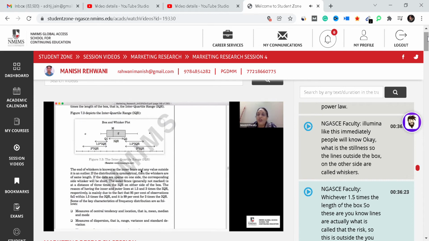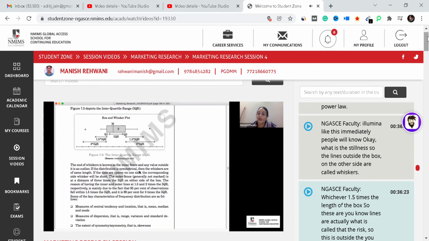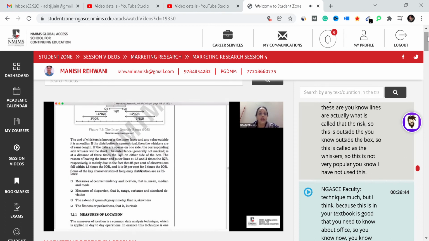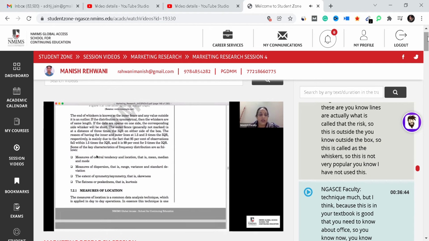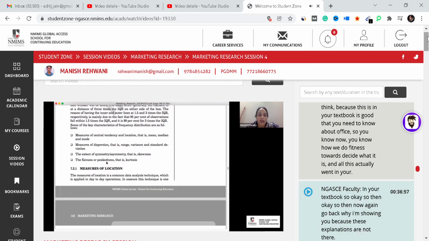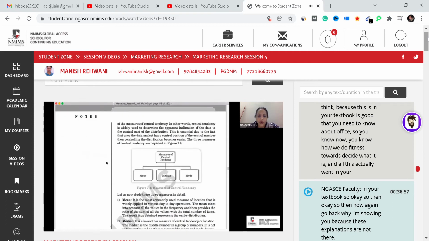This is not very popular. I have not used this technique much, but because this is in your textbook, you need to know about all this. How it is if it is towards this side, all this is actually given in your textbook. So then, again, go back. Why I'm showing you, because these explanations are not there.